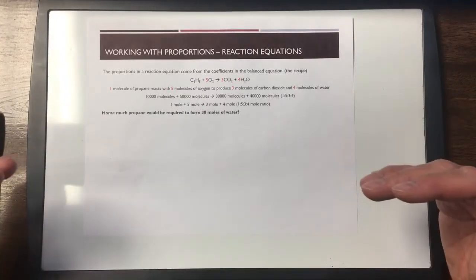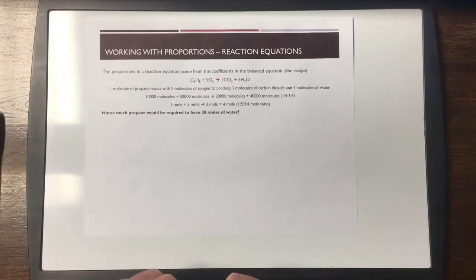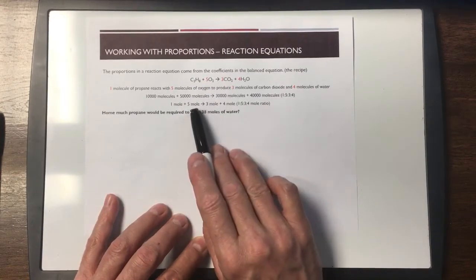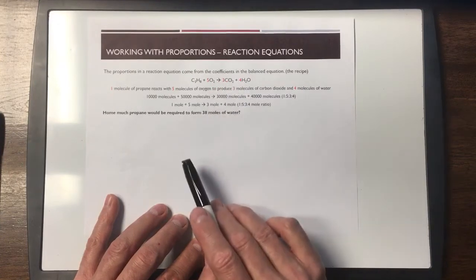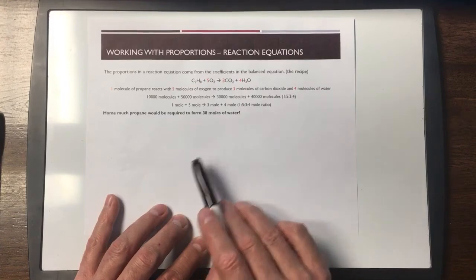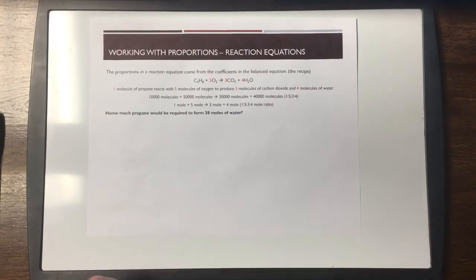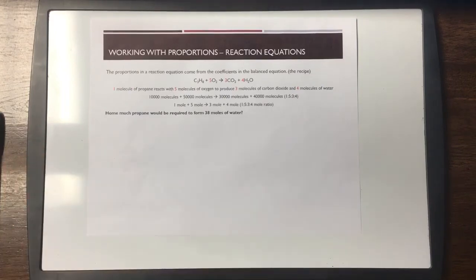And as you can sort of see, as long as we're in the 1 to 5 to 3 to 4 ratio, those coefficients not just simply represent molecules or particles, but they can also represent the number of moles. So it's going to take 1 mole of our propane, which will need to react with 5 moles of our oxygen to produce 3 moles of carbon dioxide and 4 moles of water. This is referred to as our mole ratio. It's a 1 to 5 to 3 to 4 mole ratio between propane, oxygen, carbon dioxide, and water. So we can use that ratio to determine how much propane will be required to form 38 moles of water.